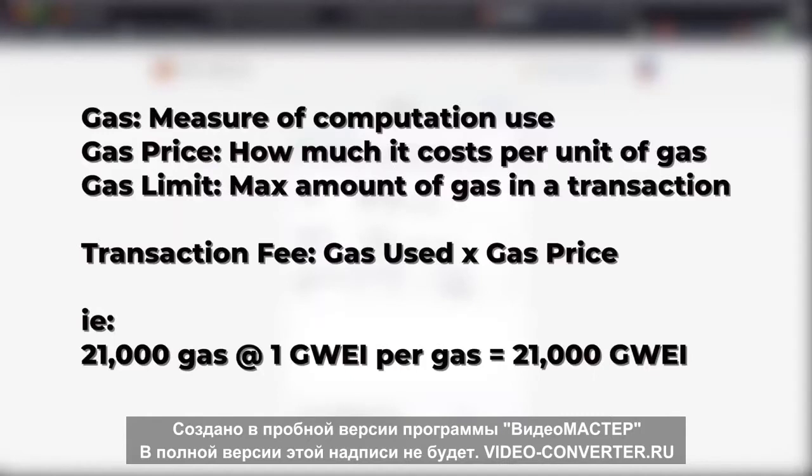So I know we've been throwing this gas term around for a little bit, but here it is basically simplified. Gas is going to be the measurement of how much computation something uses. The gas price is going to be how much it costs per unit of gas. A gas limit is going to be the maximum amount of gas that can be used in a transaction. So for example, if we make a transaction that uses 21,000 gas, and each one gas is 1 Gwei in price, that means we're going to pay 21,000 Gwei in transaction fee.